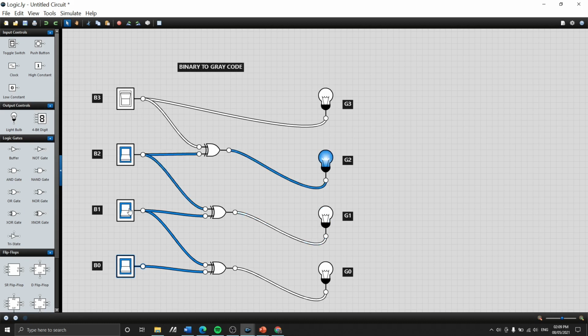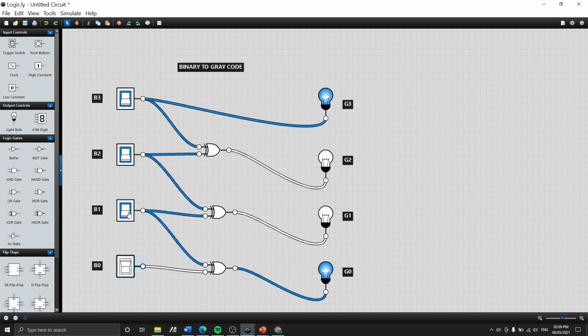When B2 is 1 and the remaining inputs are 0, then G2 and G1 are 1 and G3 and G0 are 0. When B2 and B1 are 1 and the remaining inputs are 0, then G0 and G2 are 1 and the remaining outputs are 0.